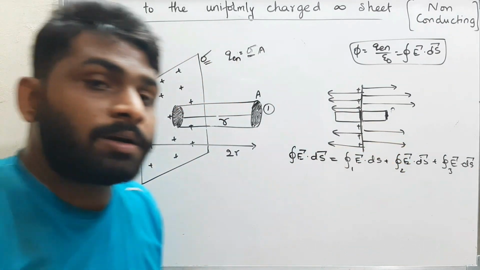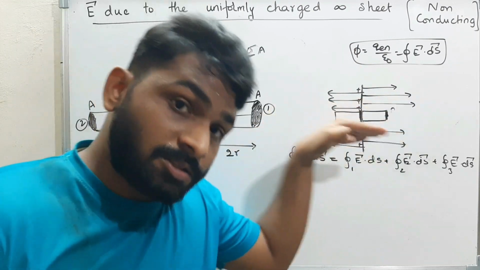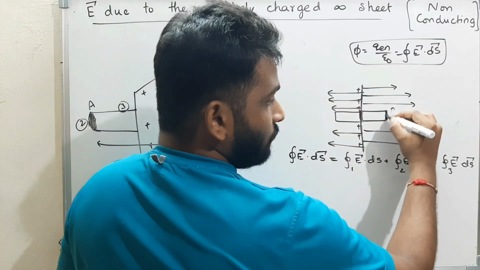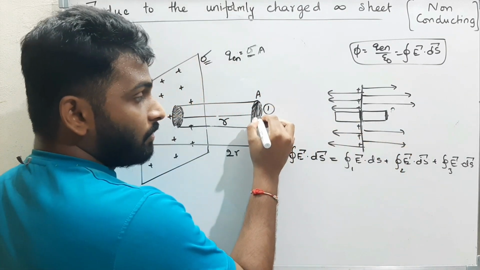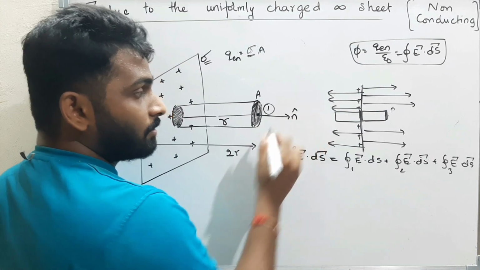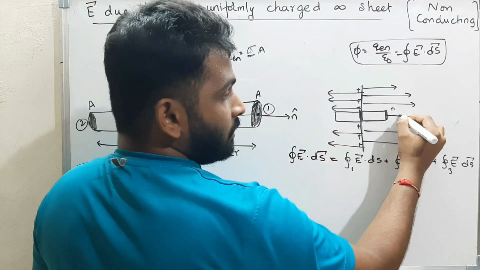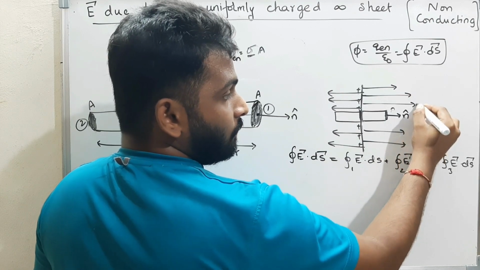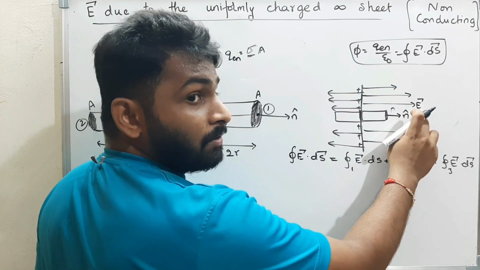Okay, that means no electric field lines will be like this. All the electric field lines will be perpendicular to the sheet. Therefore, for this base area, what is the area vector? The area vector is in this direction, n cap, and the electric field directions are always in this direction. Therefore, the area vector and the electric field both are in the same direction.